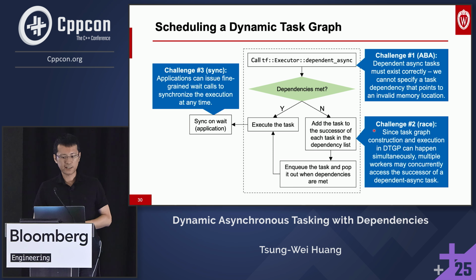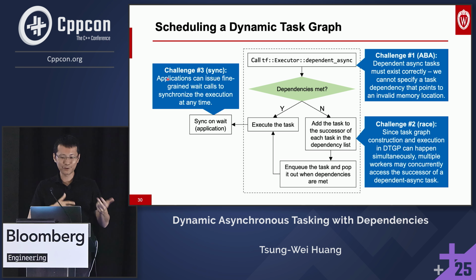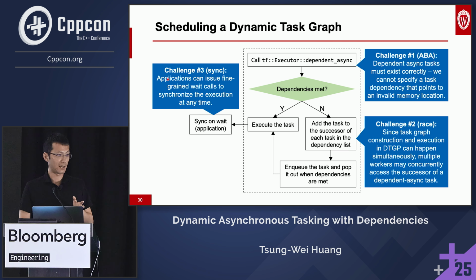The second challenge is data race. Because in DTGP, dynamic task graph programming, the task graph construction and execution can overlap and it can happen simultaneously. Multiple workers may concurrently access the data structure of a dependent async task, and we must prevent data race from happening. Challenge number 3 is synchronization. Applications can issue both fine-grained and coarse-grained synchronization at any time. So we've got to ensure that synchronization does not introduce too much runtime overhead.